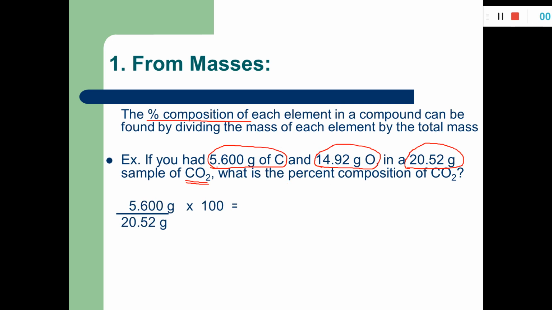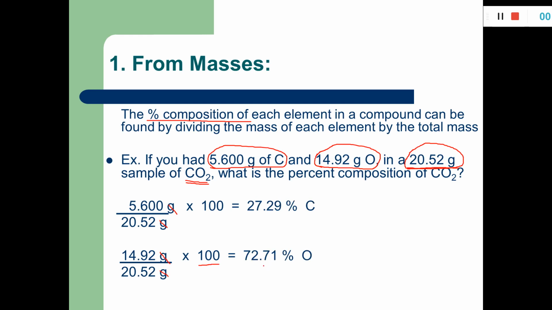And you've done this as a percent calculation many times before. We have the mass of carbon, 5.600 grams, and we have the total mass of the compound, 20.52. We divide 5.600 by 20.52. Grams cancel out. We multiply by 100 to write it as a percentage. We do the same thing for oxygen. Its mass is 14.92. The total of the compound is 20.52.